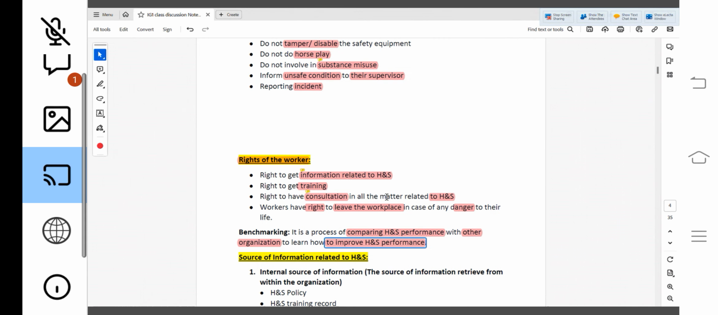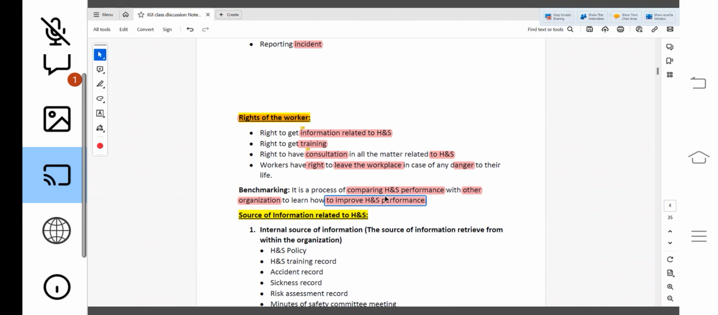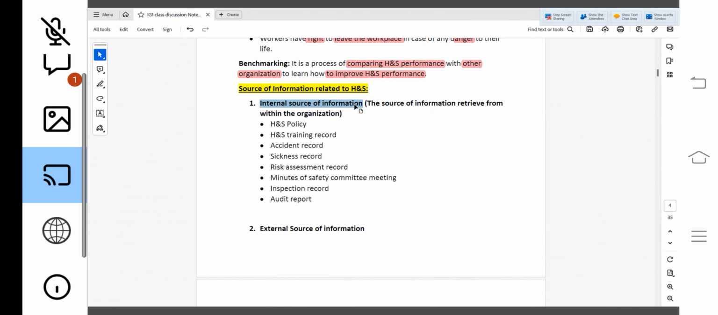So you see, the employer can get sources of information related to health and safety internally and externally. Internal source of information means information retrieved from within the organization, such as the health and safety policy, health and safety training record, accident record, sickness record, risk assessment record, minutes of safety committee meetings, inspection record, and audit report. These are internal documents, so they will give you internal sources of information related to health and safety for the organization.